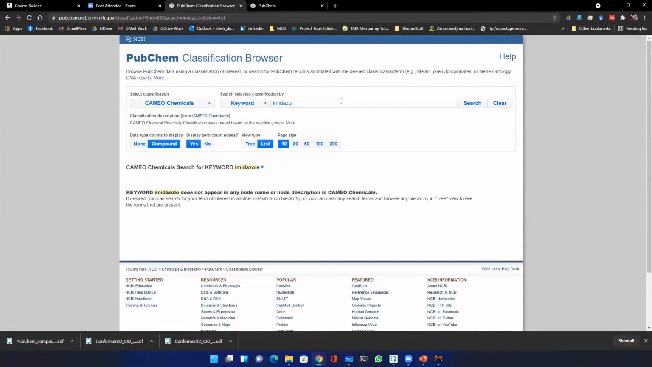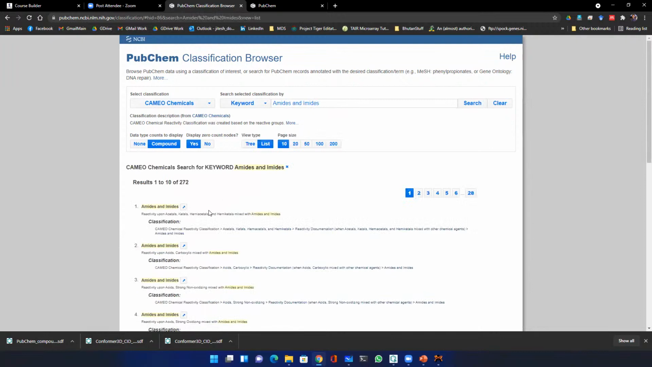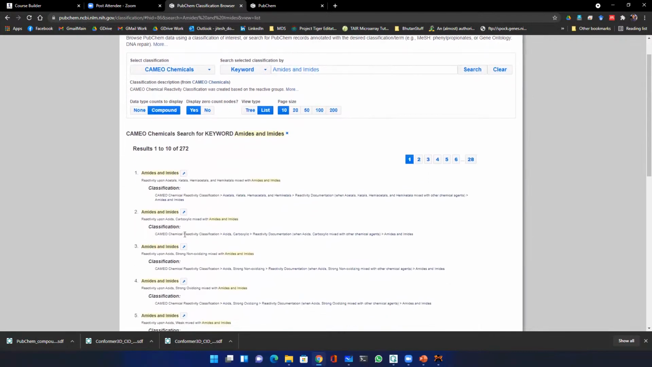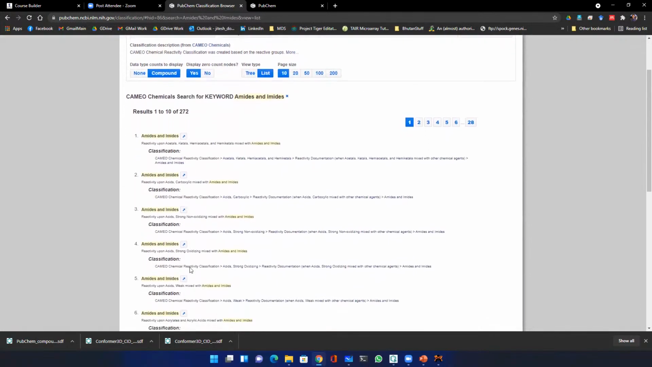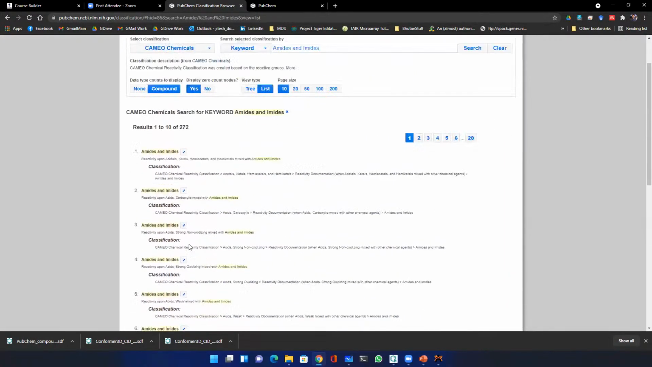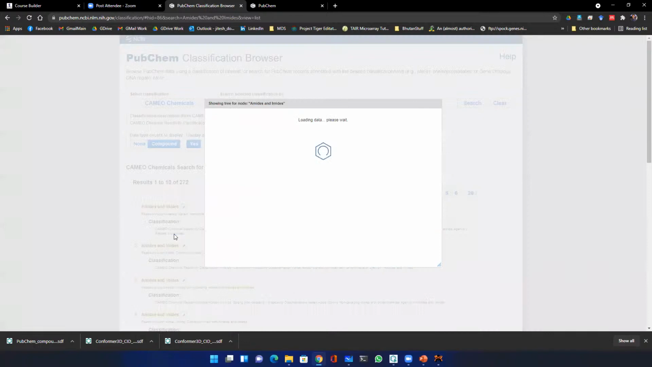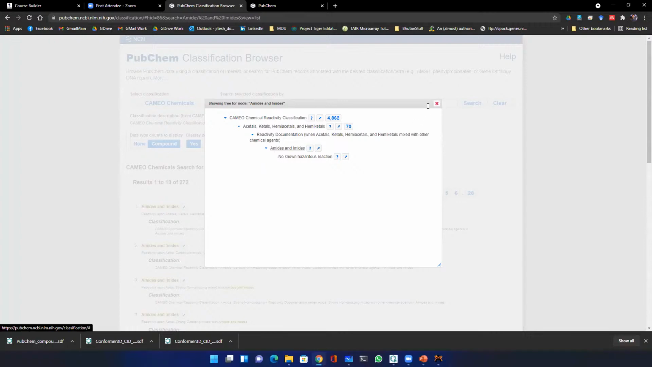Okay, it doesn't appear directly in this classification. But okay, amides and imides, let's see. So this category is present in chemical reactivity, amides and imides. Which group? I don't see it. Acetals and ketals, reactivity documentation. So under the amides and imides, you will find these molecules. But is there any further? Well, no, further classification is not given.